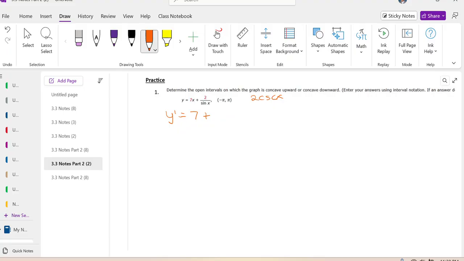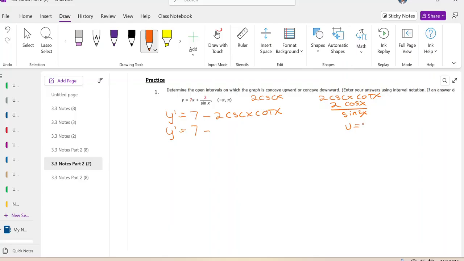And the derivative of cosecant is negative cosecant cotangent. So really it's negative 2 cosecant x cotangent x. If we simplify that into sine and cosine, right? Negative 2 cosecant cotangent is the same as negative 2 cosine over sine squared. So we can do the quotient rule here.